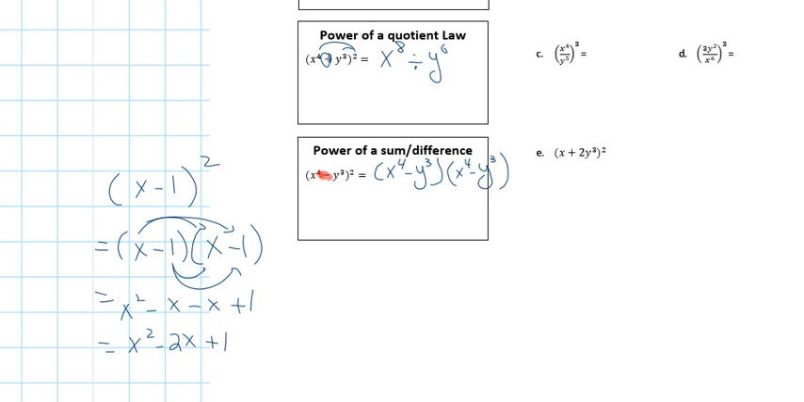How do I FOIL this? What do I multiply by first? X to the power of 4 times x to the power of 4. Right? So I have to multiply this by this first. So that's x to the 8 because I'm adding my exponent, right? Good, good. Okay. Then x to the 4 by negative y cubed. So what does that give me? If I multiply this by this, what does that give me?